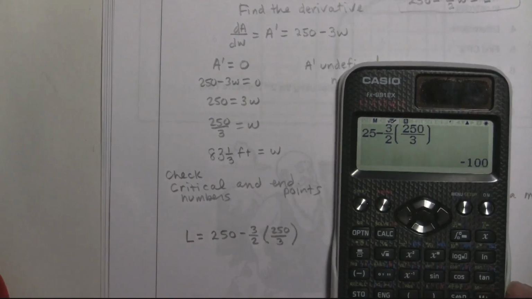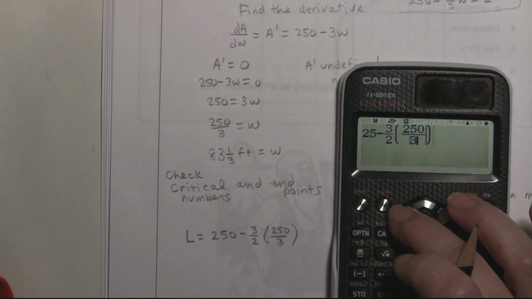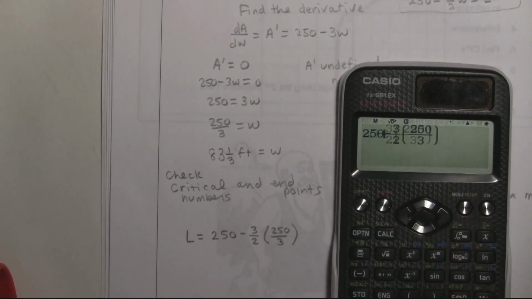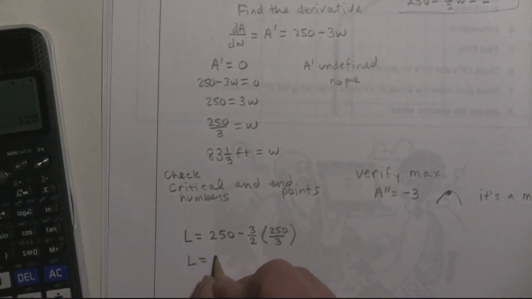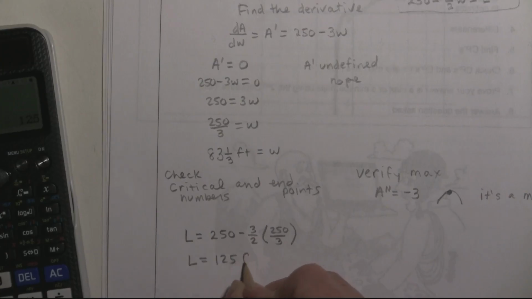And I get minus 100. Oh, because I put 25 and not 250. Okay, well, I'll edit that and change that. I was like, wait a minute. Length of that better not be negative. That's crazy. So this is 125 feet also.